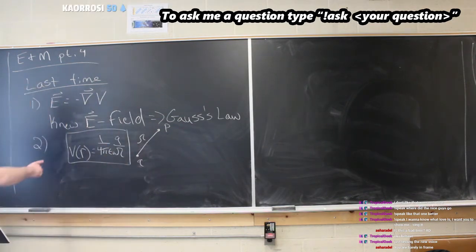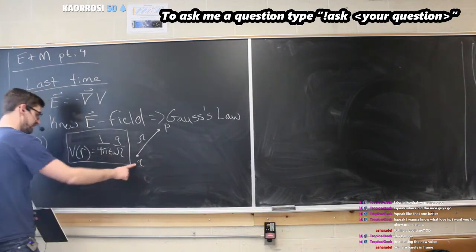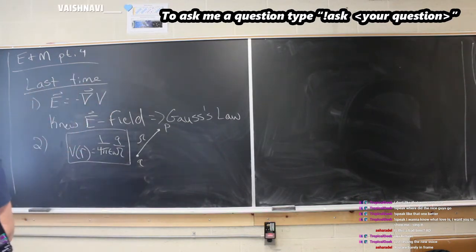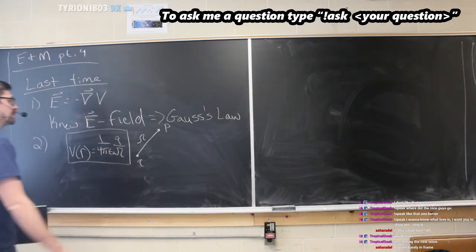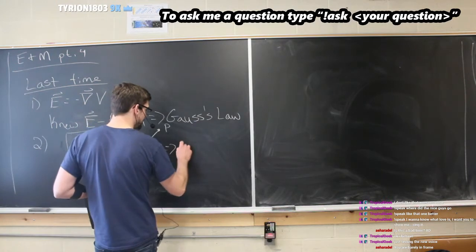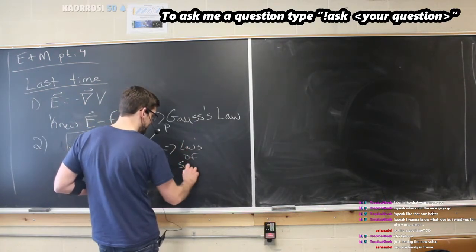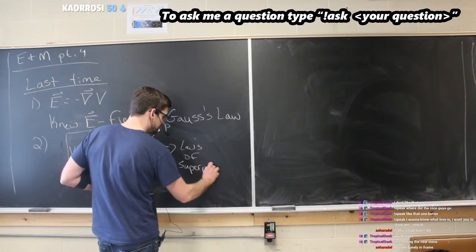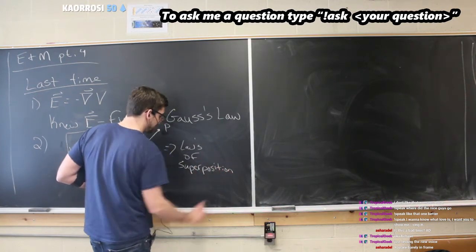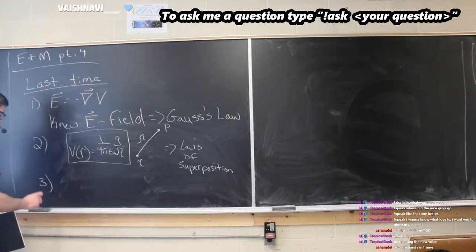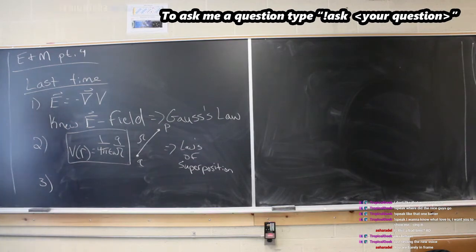Now, of course, we extrapolated this into many charges. Instead of having a single charge here, what if we have a bunch of charges and we want to find the potential of the collective group of charges? Well, that just follows the laws of superposition, which means we can just add all of the different contributions together to get the total. This is still the second way.